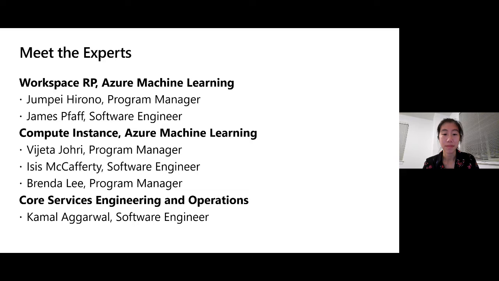Yeah, so thanks. At Ignite, we announced the GA of Workspace private link. If you enable private link for the Workspace, you can access the Workspace over private IP from your VNet. That's a pretty fundamental requirement for most enterprise customers, so we are pretty happy to announce GA of that.